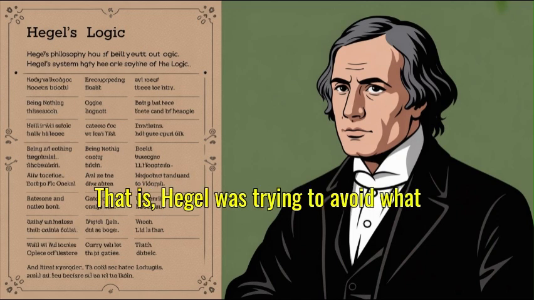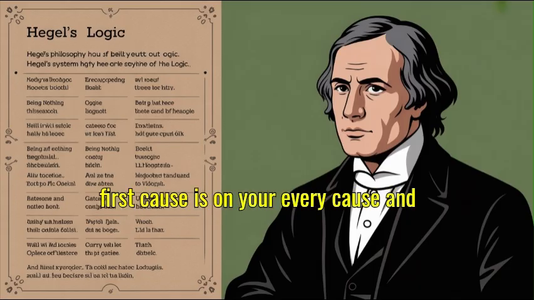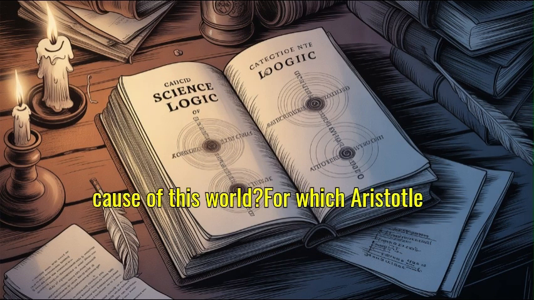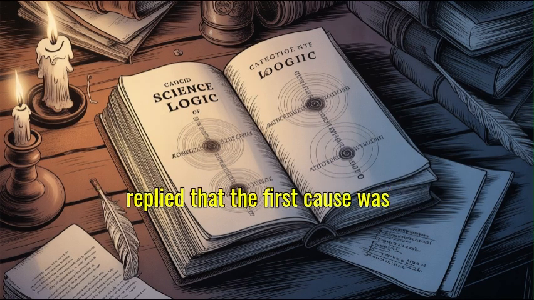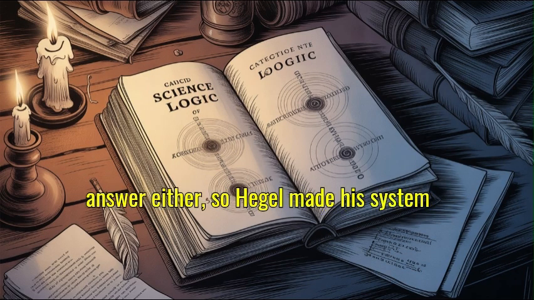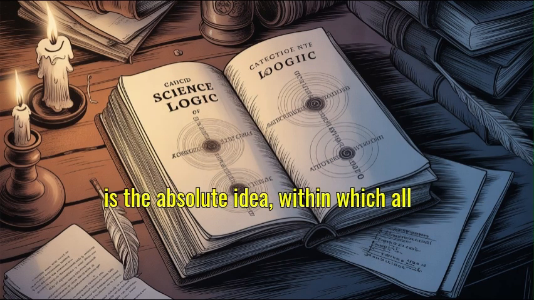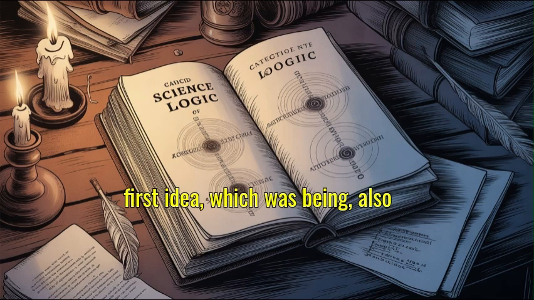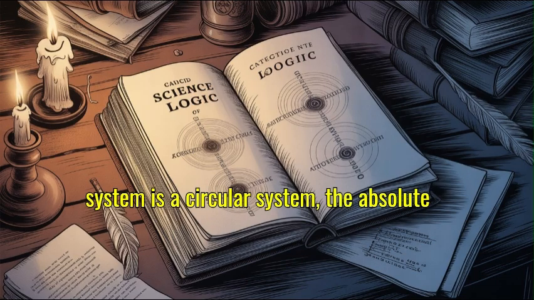Hegel was trying to avoid what people used to ask Aristotle: you think that everything is cause and effect, so what is the first cause of this world? Aristotle did not have an answer, to which Spinoza replied that the first cause was self-cause. Hegel was not happy with this answer either, so Hegel made his system circular. He said that the last thought is the absolute idea, within which all the previous ideas were present, and the first idea, which was being, also contained all the previous ideas. So this system is a circular system.